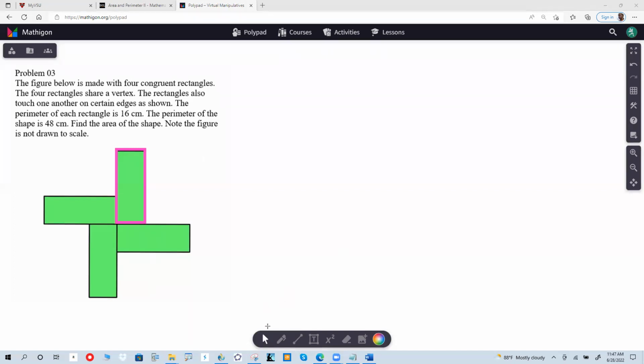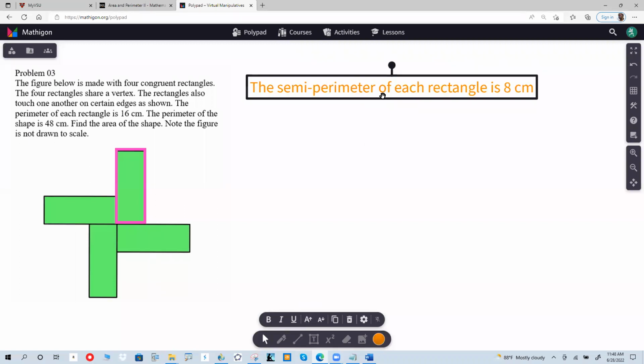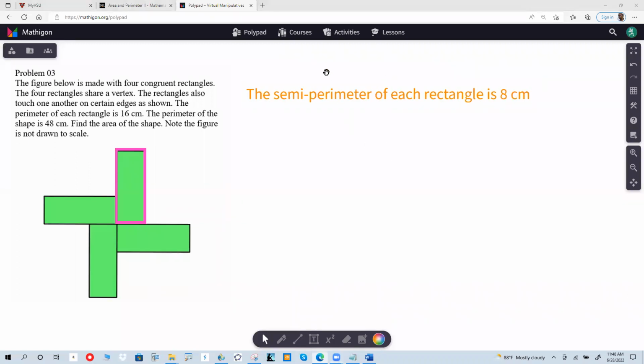I always like the semi-perimeter. Whenever things overlap, you want to go with the semi-perimeter. Okay, I'm going to write down: half. That's why we say semi. The semi-perimeter of each rectangle is 8. The perimeter of the whole shape is 48. Whole thing is 48. What does that mean?